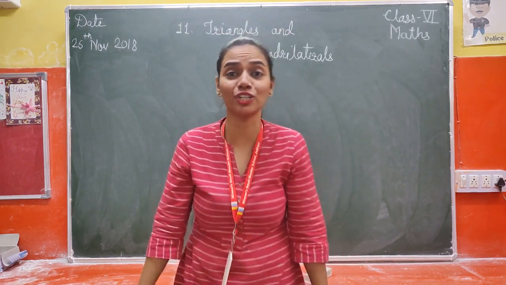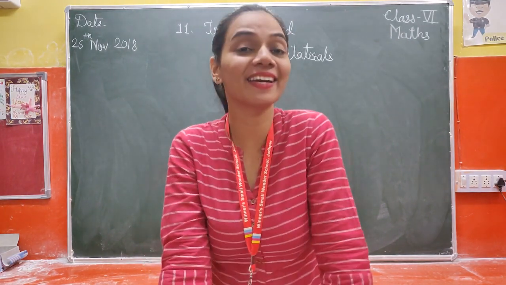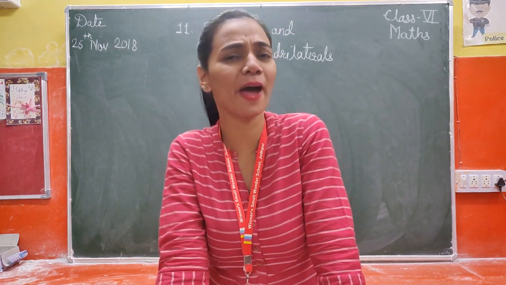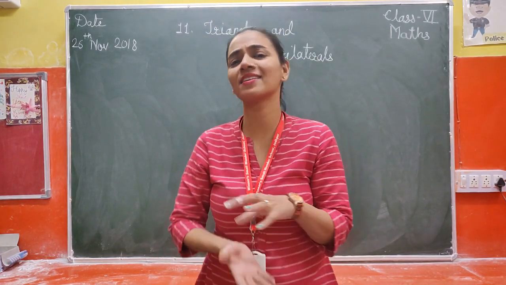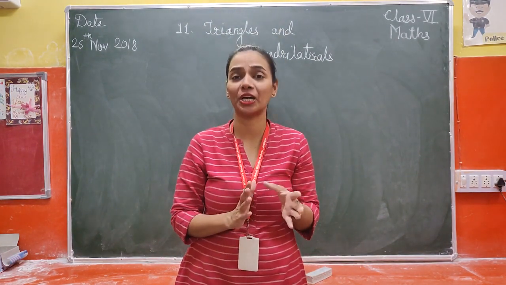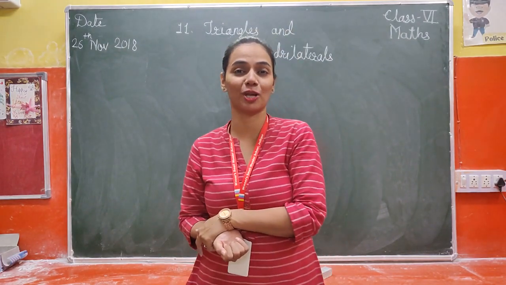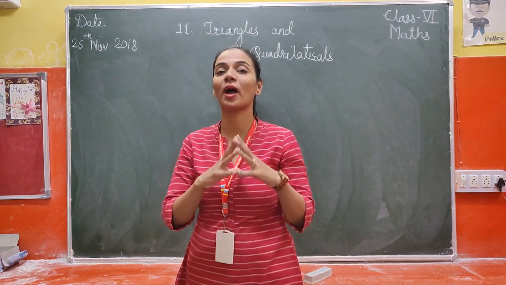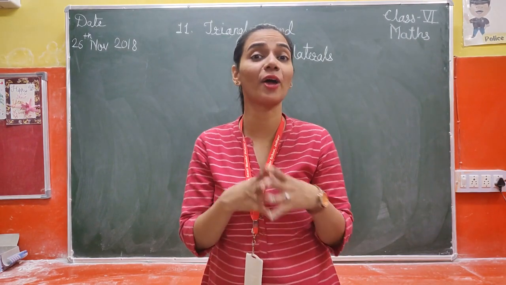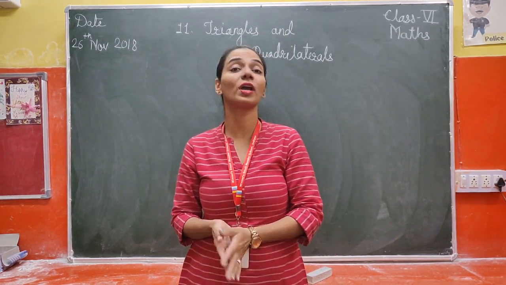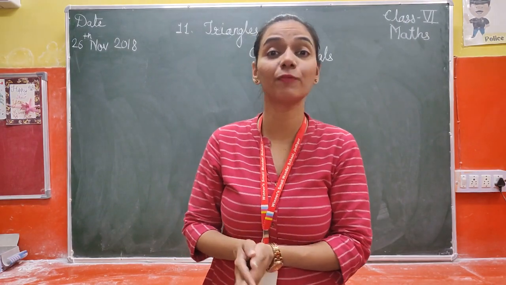And what is the name of the chapter? It is triangles and quadrilaterals. You have been dealing with triangles and quadrilaterals from your childhood, but now we will see the geometry part of these shapes, right? I hope you have understood the angles properly and you have been practicing it. Now we are going to start our chapter 11 from today.